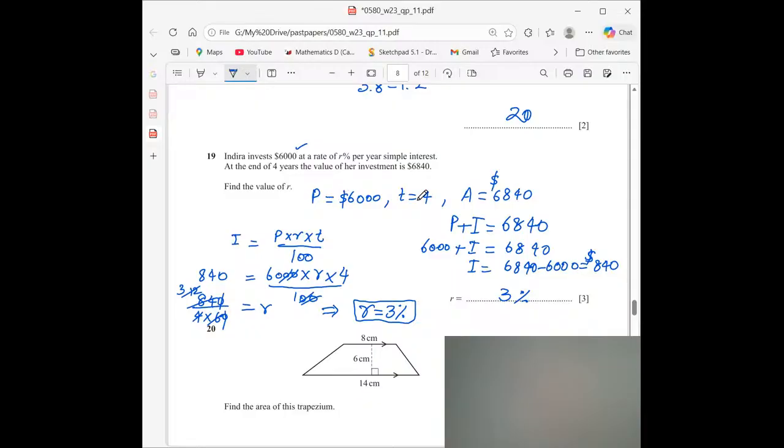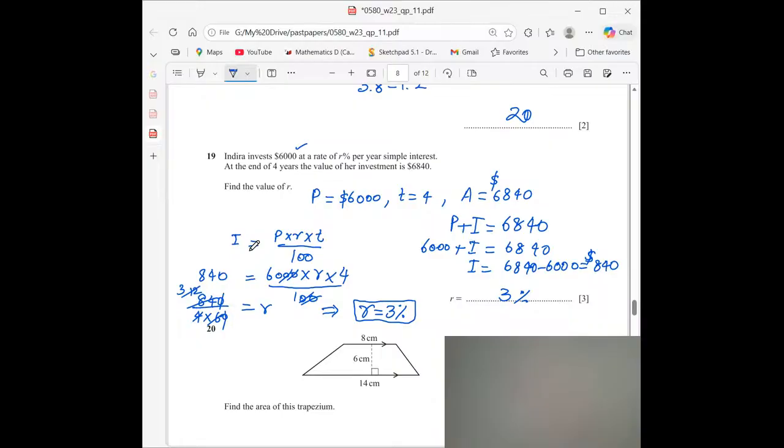P, the principal amount, is 6,000. T, the time, is 4 years. The amount, the total she received in the end on the investment of 6,000 after 4 years, is 6,840. So the total amount is the sum of the initial investment and the interest, P plus I. P is the first investment, that is 6,000, plus interest I. The 6,840 is written on the right side, 6,000 is shifted to the right side, so we get the amount of interest, which is 840.